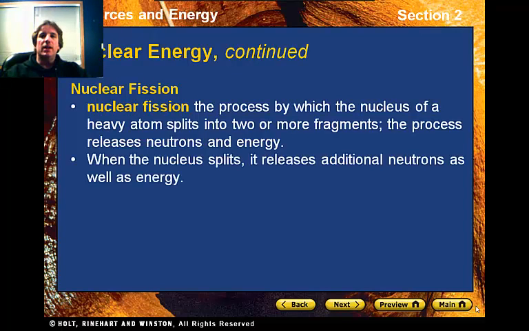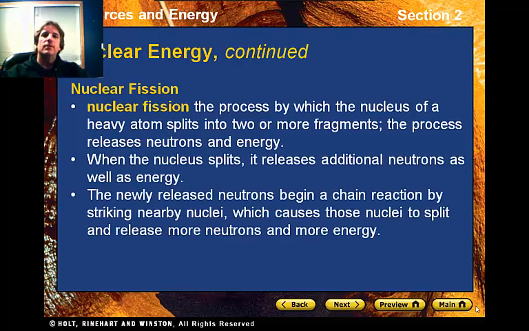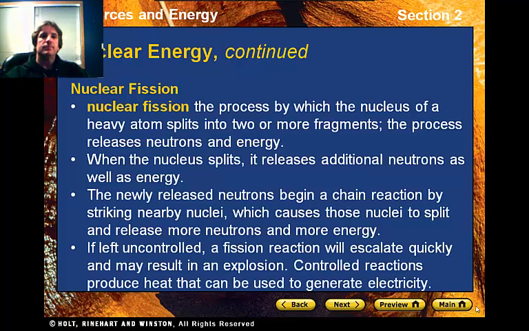When they split, we get extra neutrons as well as energy. The newly released neutrons begin a chain reaction by striking nearby nuclei, so they'll hit one, which blasts off into two others, which split those, which blast off into four others, and we get a chain reaction to split all those nuclei, and we get a lot more energy that way. If it was uncontrolled, it could escalate quickly and there'd be an explosion. We keep very tight control on that reaction, so it can produce heat, and we can use that heat to boil water, to generate steam, to generate electricity.